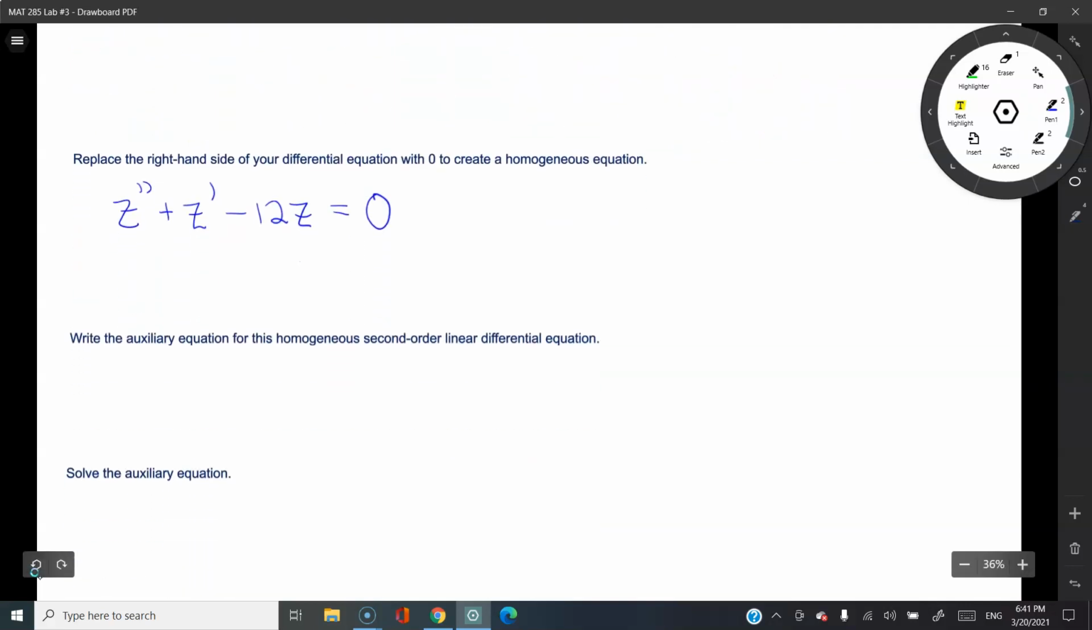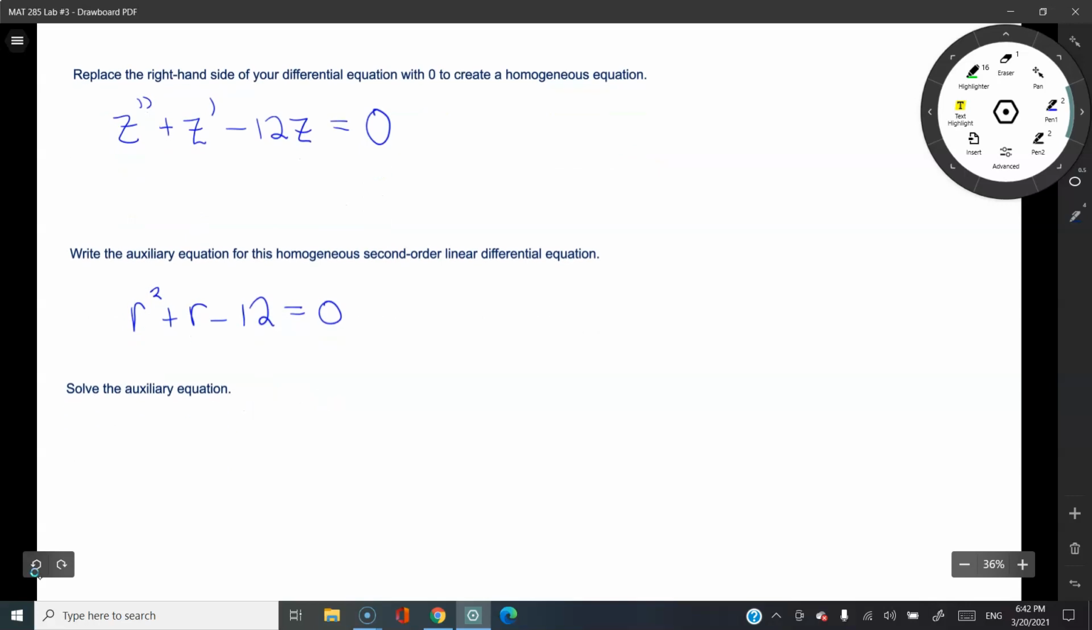The next step is to write the auxiliary equation for this homogeneous second-order linear differential equation. For the auxiliary equation, we transfer those primes down as an exponent. So this would be r squared plus r minus 12 equals 0. That would be our auxiliary equation.